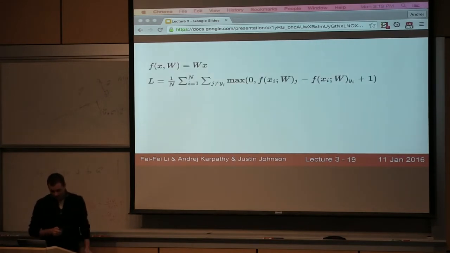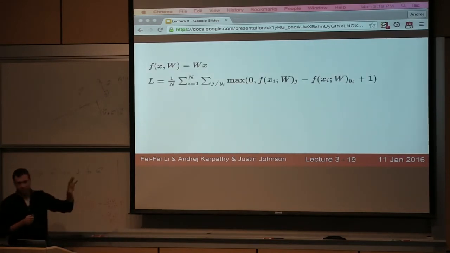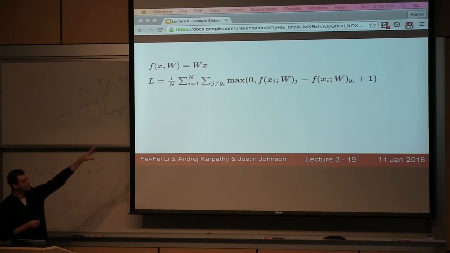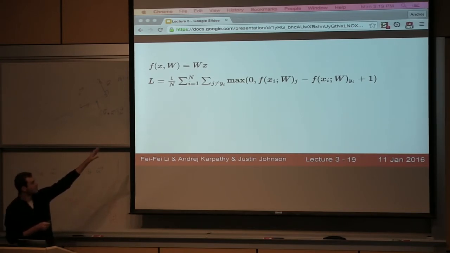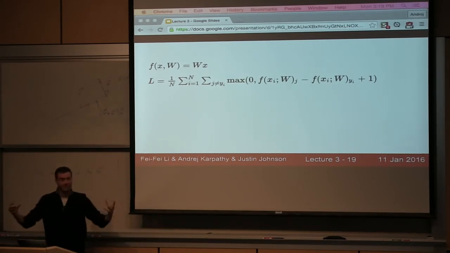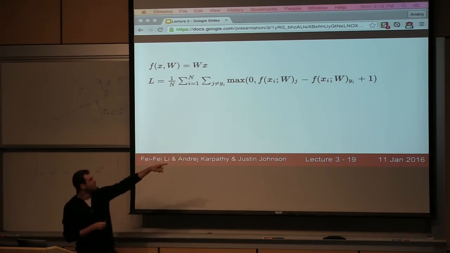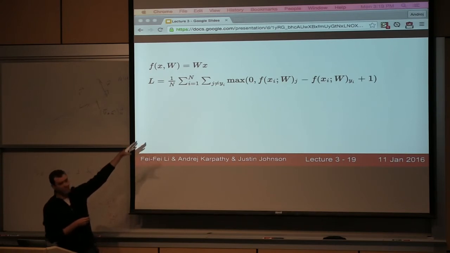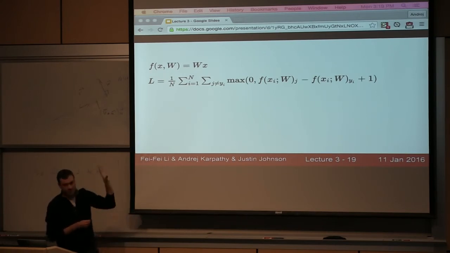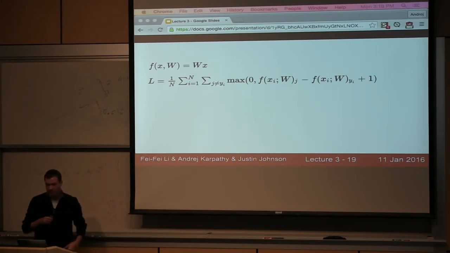But for now, at this point, what we have is this linear mapping to get scores, and then we have this loss function, which I've now written out in its full form, where we have these differences between the scores, plus 1, summed over the incorrect classes, and averaged across all the examples, right? So that's the loss function right now.